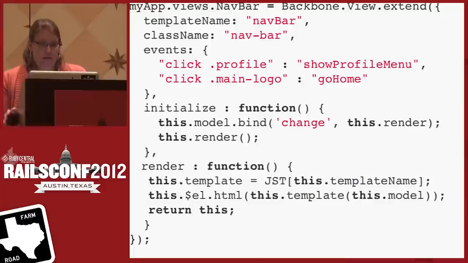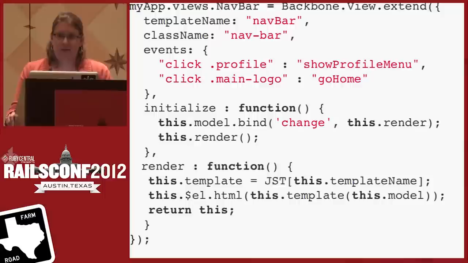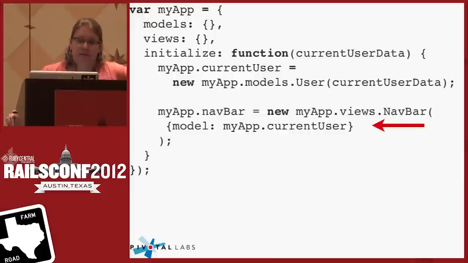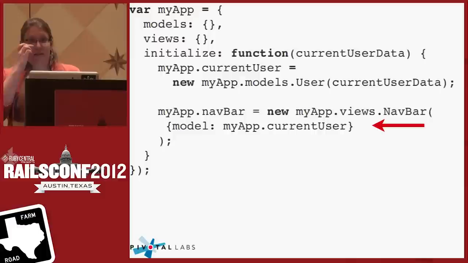So in our initialize here, I want to point out a couple interesting things that are happening. We do two things. One is that we bind our model's change event to the model's change event. Now, this dot model is one of those magic things. And if you remember, back in our app level object, we passed in the current user as the model to the view. Now, a view has this idea of either owning a particular model or owning a collection of models. In this case, we're saying, OK, you own this one model, this current user. And that's because usually the navbar shows something having to do with your profile picture, your name. So it needs the current user in order to do that.